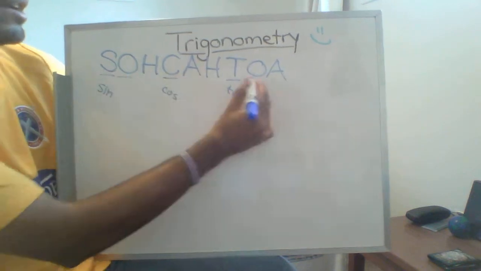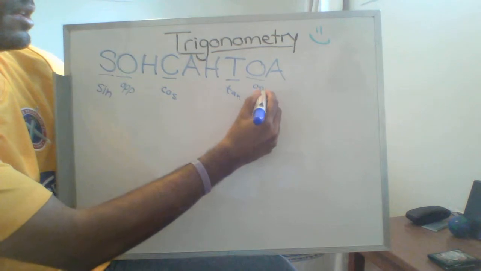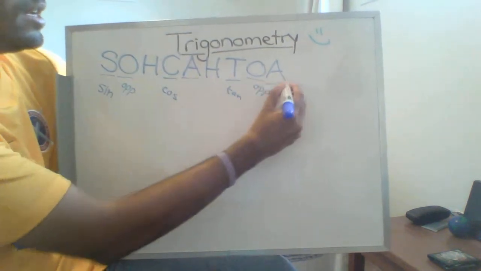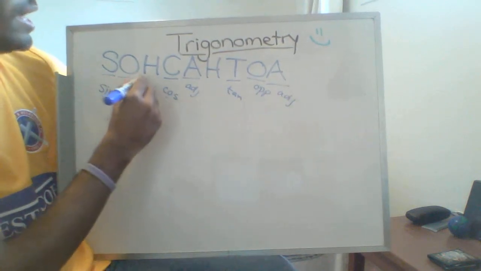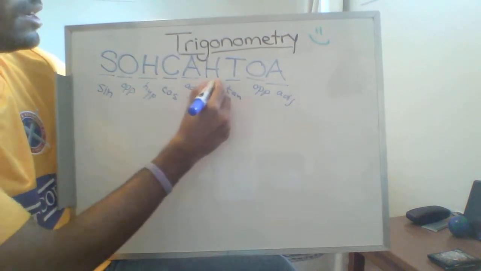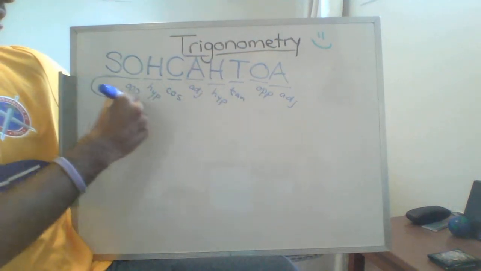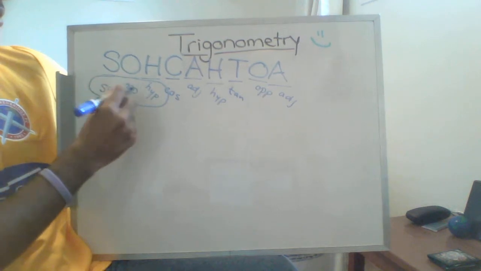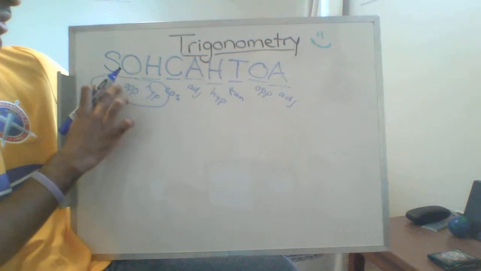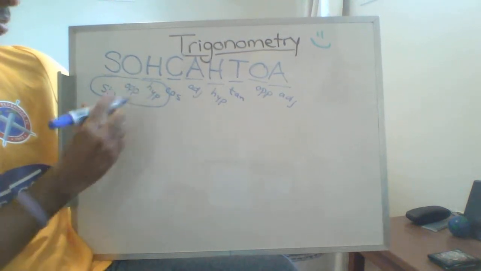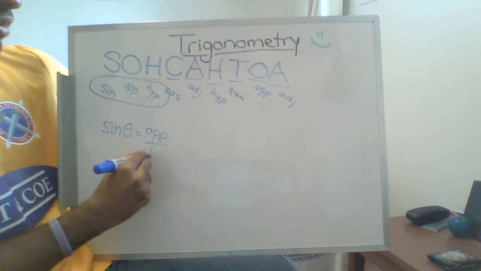O, over here and over here, stands for opposite. A, here and here, stands for adjacent. And H, here and here, stands for hypotenuse. And you can see we've got sine equals opposite over hypotenuse. I've written it quite poorly, but you can see sine, opposite, hypotenuse. We know sine theta equals opposite over hypotenuse.